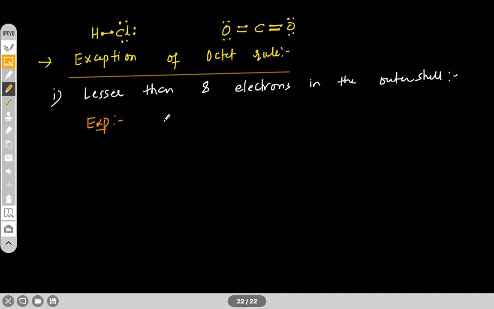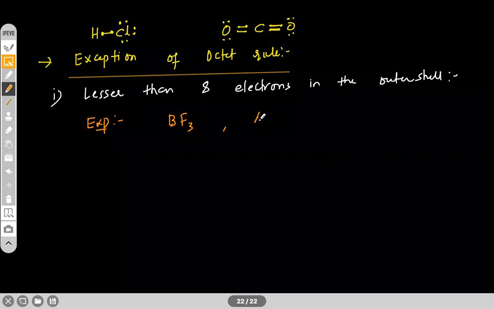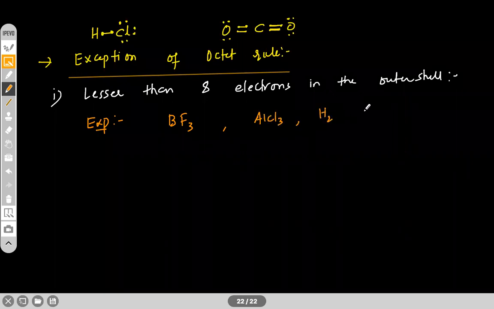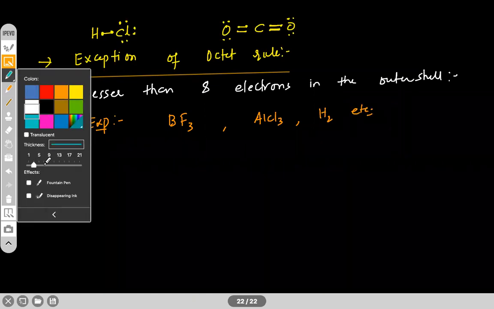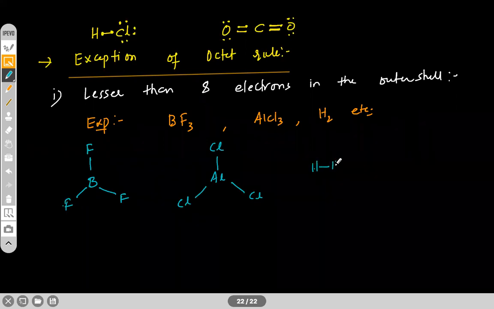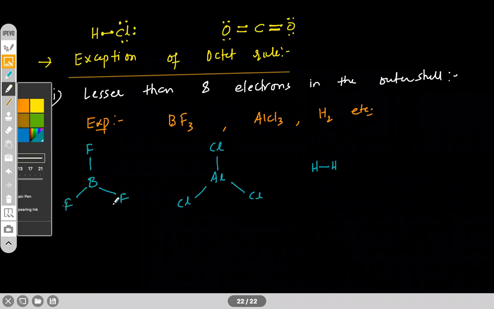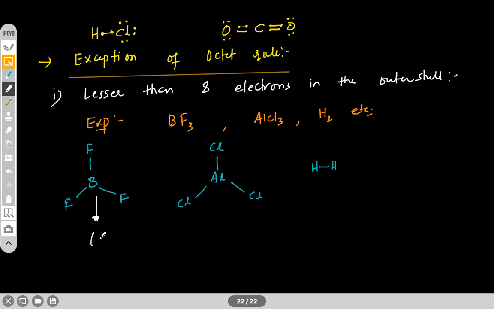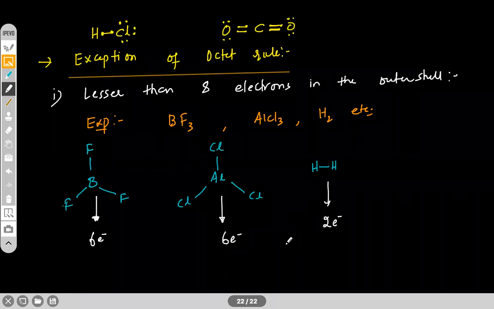For example, you see, we have BF3, we have AlCl3, H2, etc. The structure of BF3 is this. The structure of AlCl3 is also very much similar. And H2 we know already, H single bond H. In all these molecules, the number of electrons for boron in this compound is 6 electrons, 2, 4, and 6. Here it is again 6 electrons, 2, 4, and 6. And here it has 2 electrons. So there are molecules in which the central atom has less than 8 electrons, but still the molecule is stable. Right? So this is the exception of octet rule.